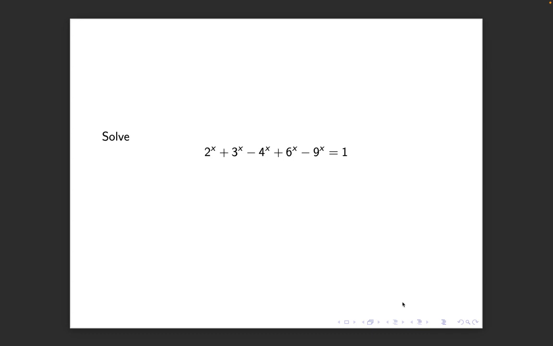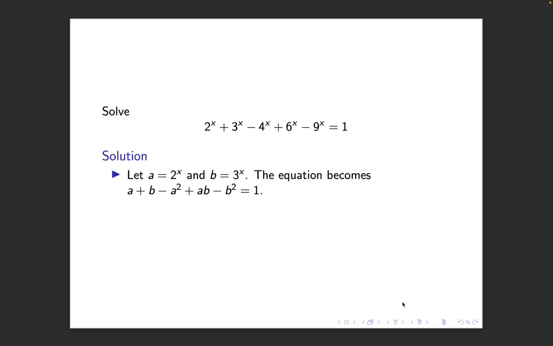x plus 6 to the x minus 9 to the x equals 1. As I said, this is a standard technique. We make the substitution: a equals 2 to the power x, b equals 3 to the power x. Then the equation will take the form a plus b minus a squared plus ab minus b squared equals 1. And the reason is clear, I think.